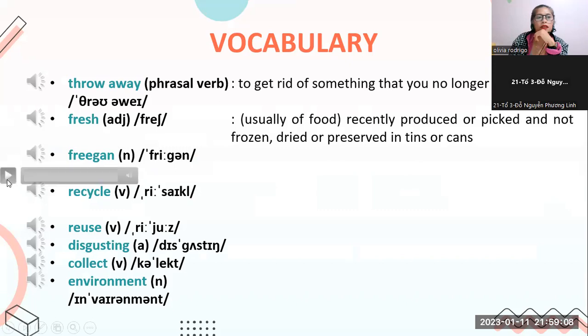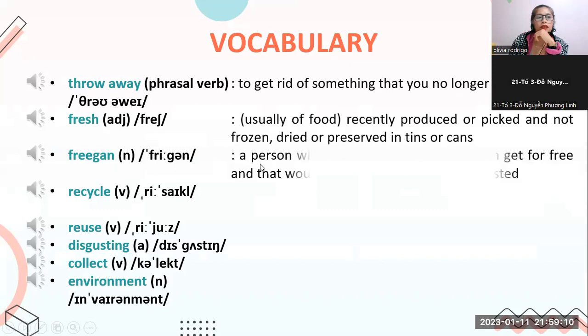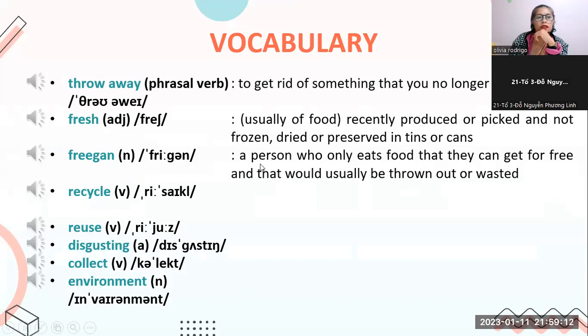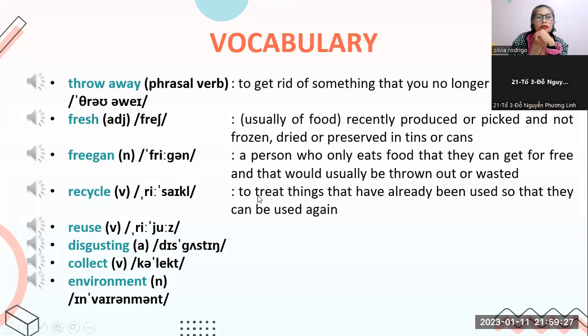Okay, next we have the word freegan. A freegan is the person who only eats food that he can get for free. So from the word free, they will only eat food for free. Next, recycle. Recycle, treat things that have already been used so that they can be used again. So that we call recycle.